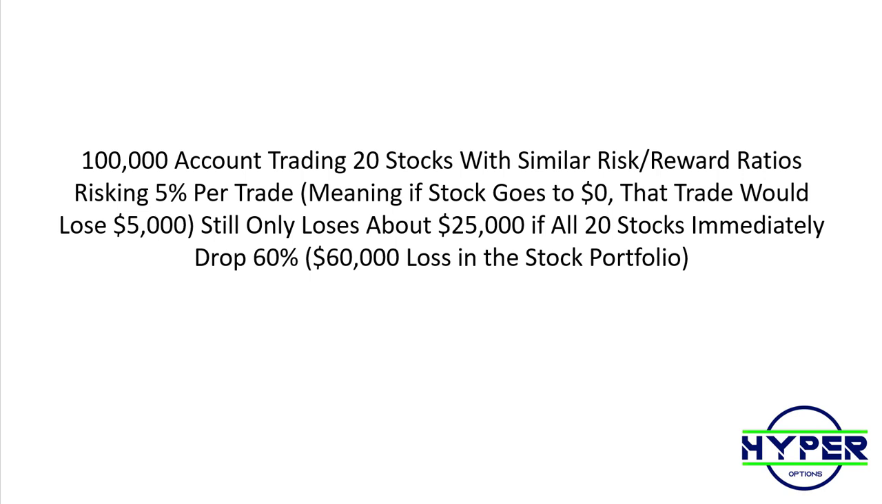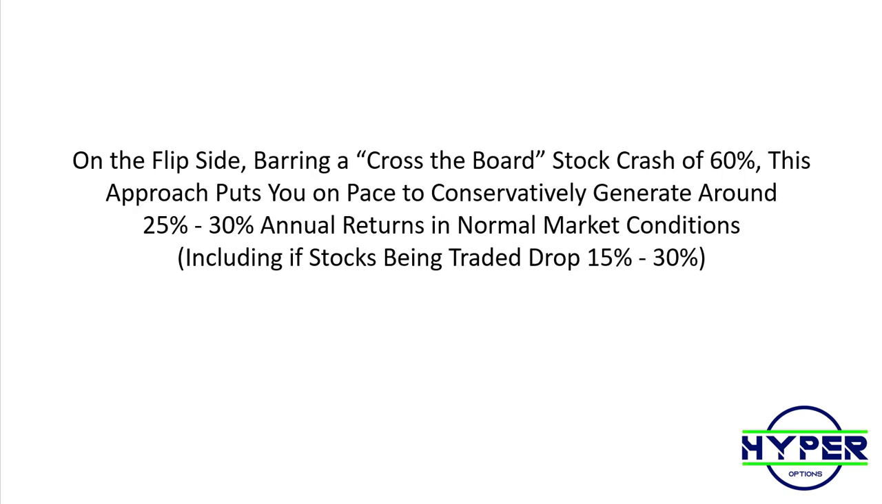And again, all 20 stocks have to drop 60%, which means the stock market did crash at that point. It absolutely crashed. And it has to happen on your first trade. Because if it happens at any time after that, after your first trade, second trade, third trade, fourth trade, you will have profits to further buffer that risk. And so again, this is what I call a crash resistant approach.